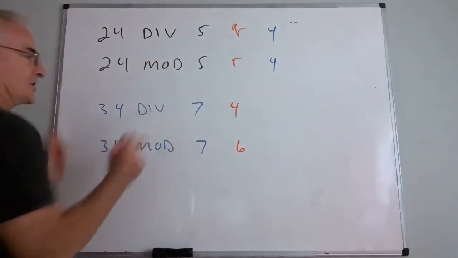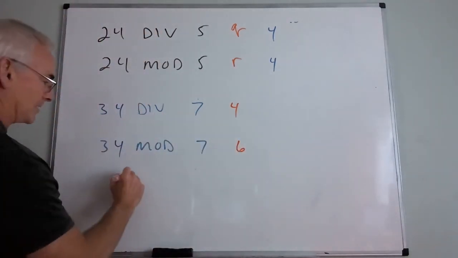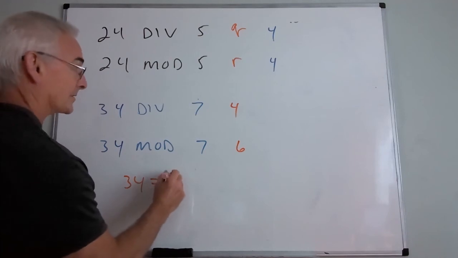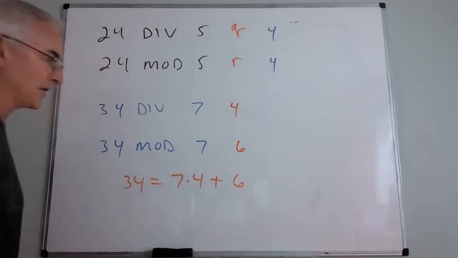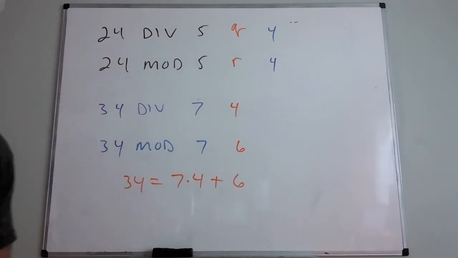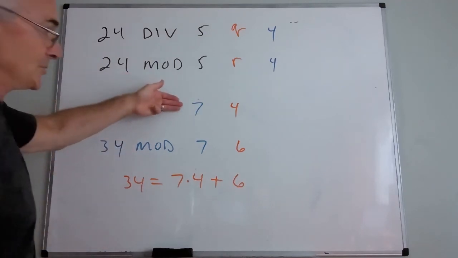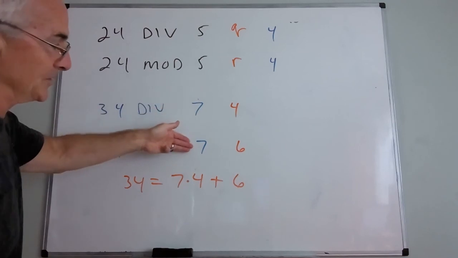Now, how do you justify this? Because 34 equals 7 times 4 plus 6. There's your justification for both answers. Now, I could have only asked you the first question. I could have only asked you the second question.